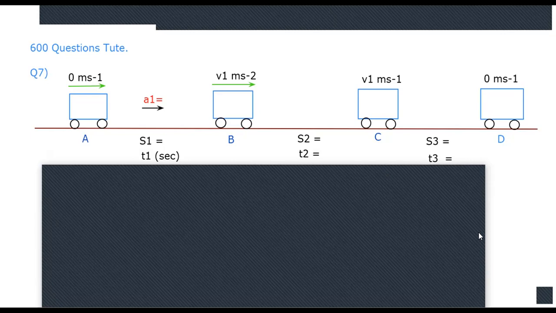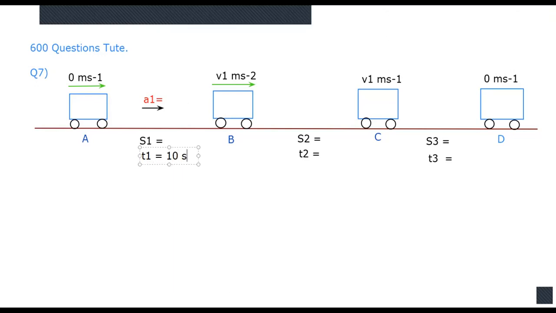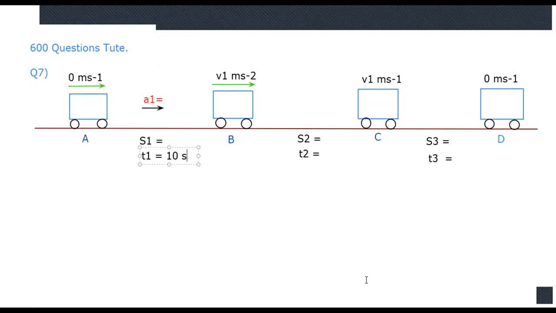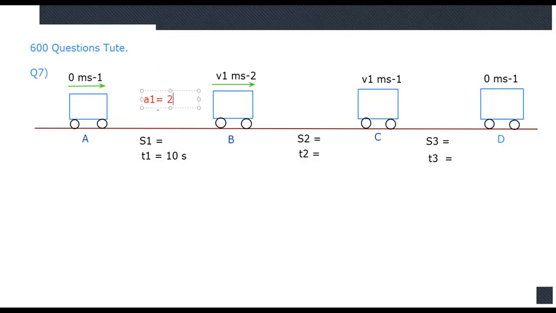A car starts to move from rest. It travels its first 10 seconds. T1 is given. What is T1 here? T1 is 10 seconds. It travels its first 10 seconds with a constant acceleration of 2 meters per square seconds. So it means this acceleration is given, 2 meters per square seconds. That is given. This is S1, right?